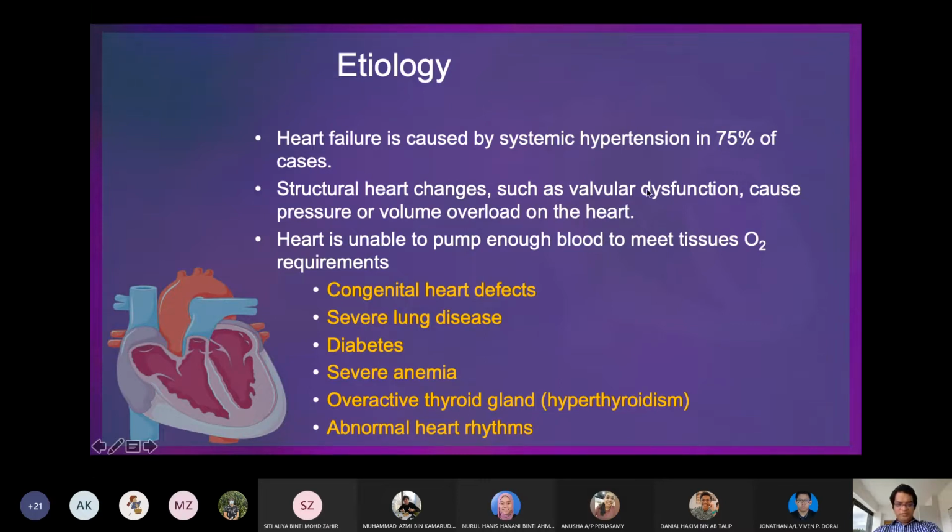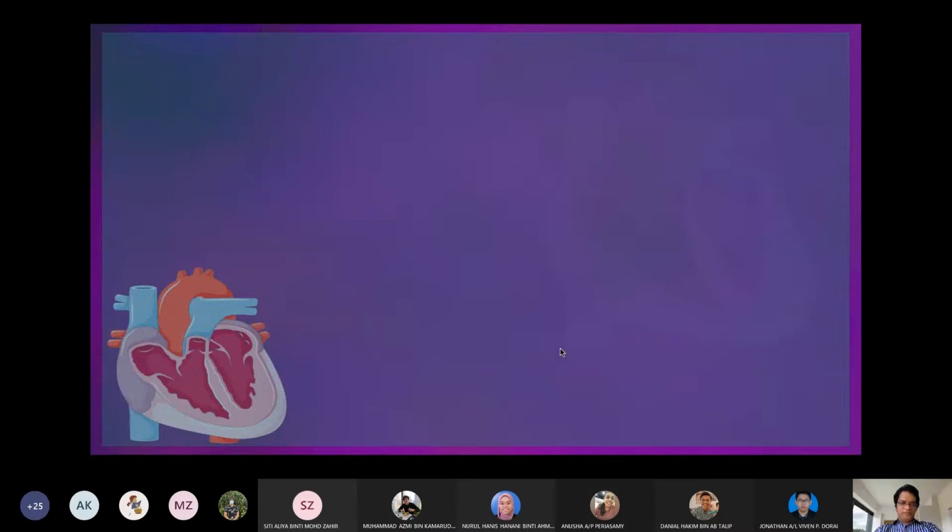Structural changes, as I said, are mostly valvular problems, either stenosis or regurgitation. Second most important cause is hypertension. There is a compromised heart that cannot pump properly. It includes congenital heart disease, some lung disease, diabetes mellitus, severe anemia, thyrotoxicosis, pregnancy. All can cause temporary heart failure or compromised cardiac function.